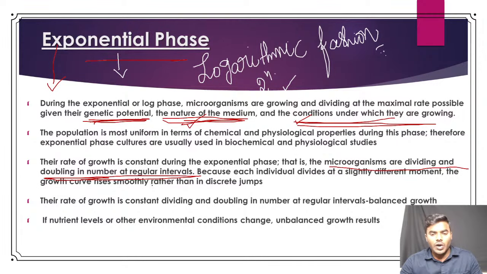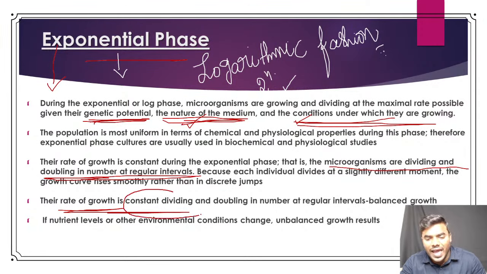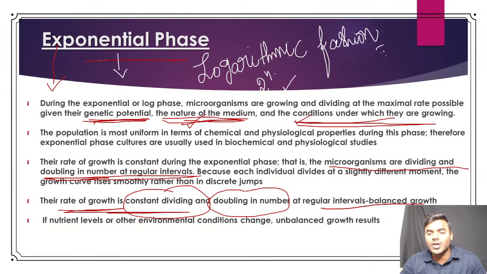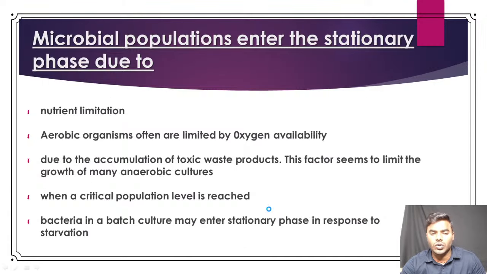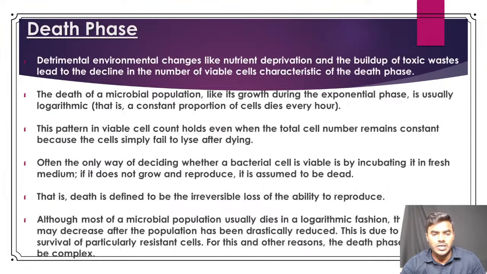And friends, what word can we always use? Their rate of growth is, every student remember, constant, dividing and doubling in number at regular intervals, which we can call, friends, balanced growth. I want every student to look into this table.